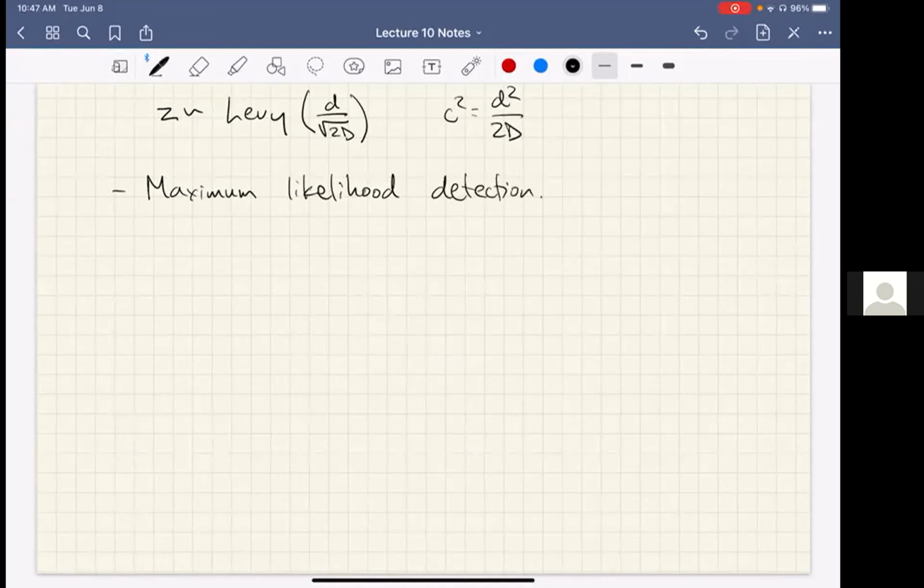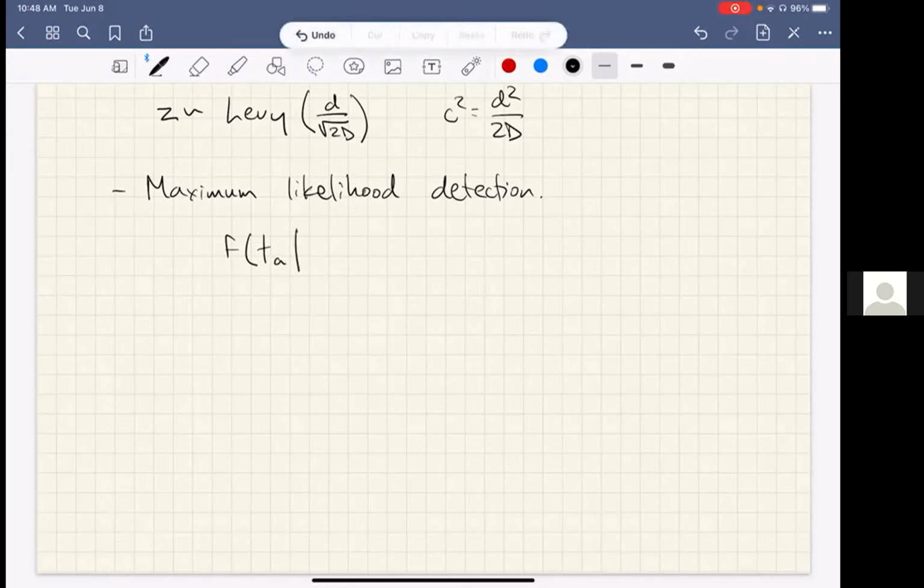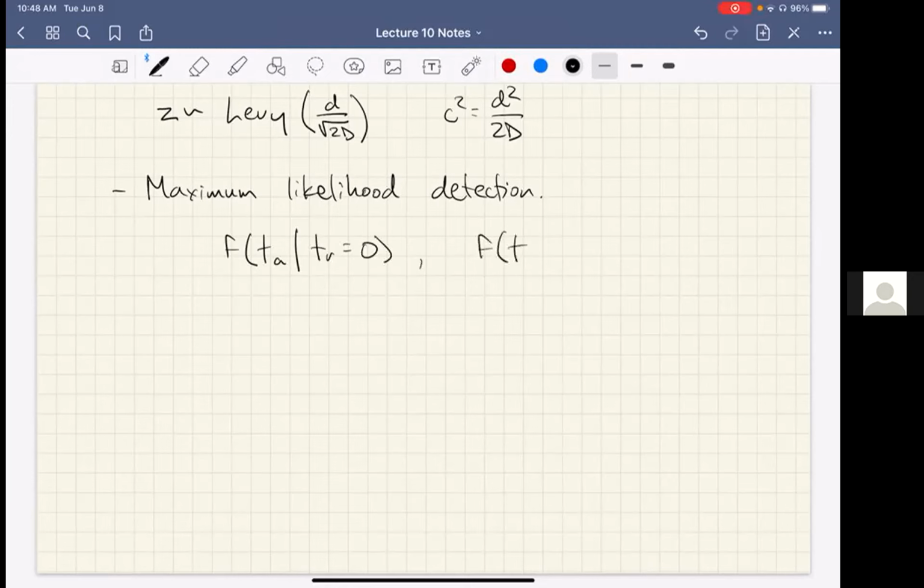And this is just additive noise, so we should be able to easily figure out what's going on here. The maximum likelihood detector, basically what I do is I calculate the PDF of the observable, the arrival time, given that the transmission is 0, and the probability density function of the observable given that the transmitted value was 1. So in other words, I say what I observed given that 0 was sent, what I observed given that 1 was sent, I pick the maximum.